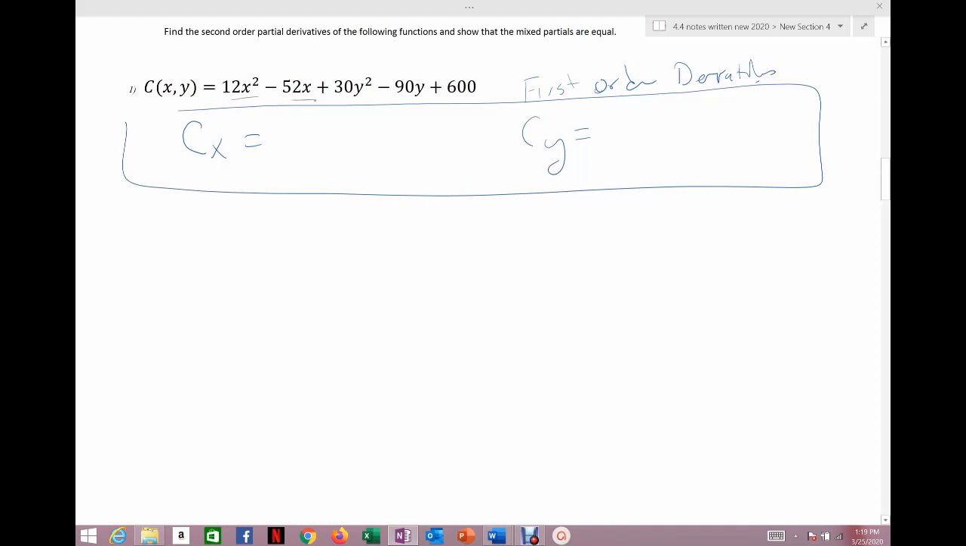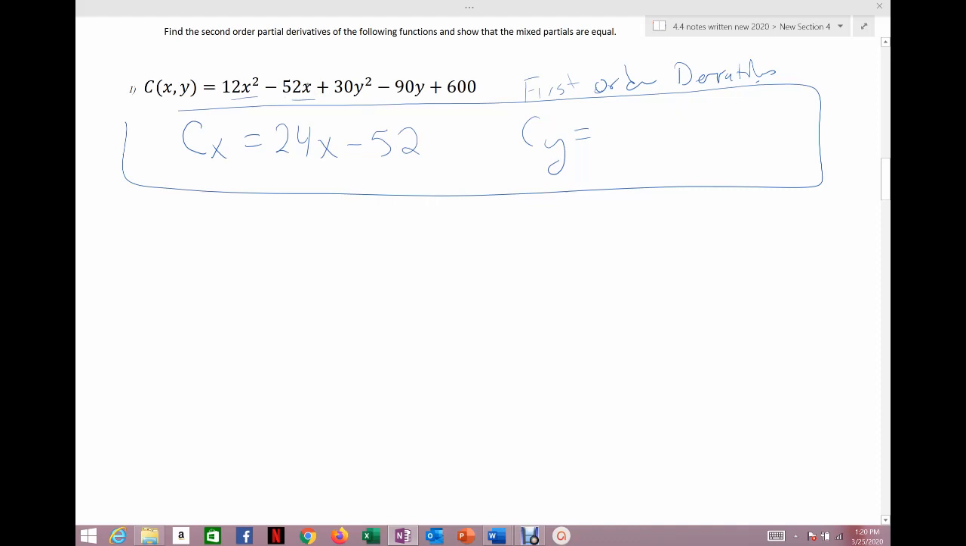Again, I only look at the x values. Those are the only 2 x values, meaning everything else doesn't have an x value, therefore it doesn't change. So the derivative of 12x is 24x. Negative 52x is going to give me a negative 52. Negative 52 is a constant multiplier. It comes along. The derivative of x is 1. Done with the x term.